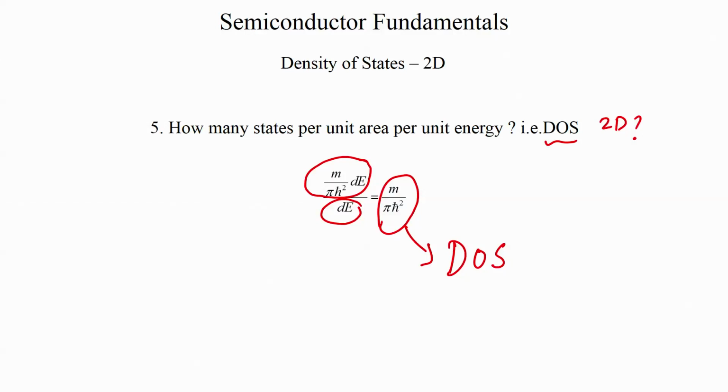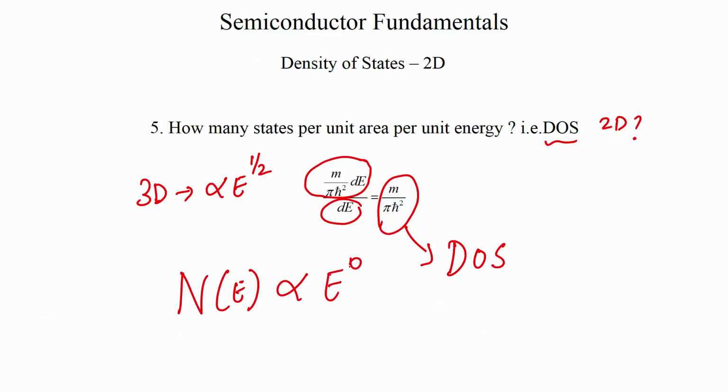We have followed the same process as in the case of 3D, the only thing is we have adjusted terms for the 2D case. But what is fascinating here is that the density of states does not depend on the energy. You do not see an energy term. In the 3D case, we saw that the density of states was proportional to e to the power half, but here it is proportional to e to the power 0. It does not depend on energy at all. So that is interesting. You will find that for a 2D material the density of states is constant with energy.